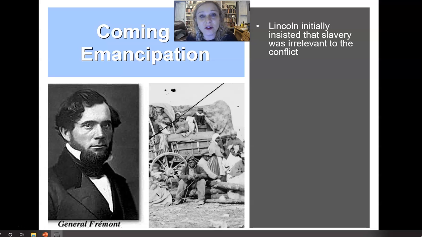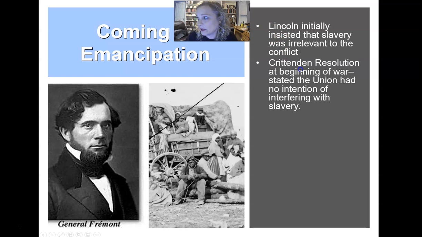Okay, I do know that at the very beginning of the war, he was extremely insistent that this was a war not about slavery, but about keeping the Union together. As a matter of fact, there was a resolution in the Senate called the Crittenden Resolution that essentially stated the Union had no intention of interfering with slavery at all. They even put that forward.